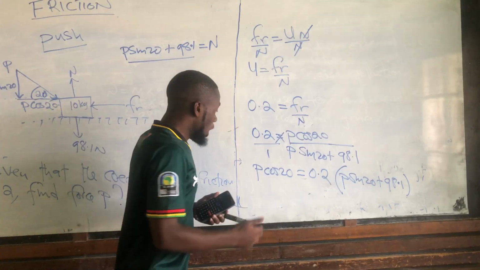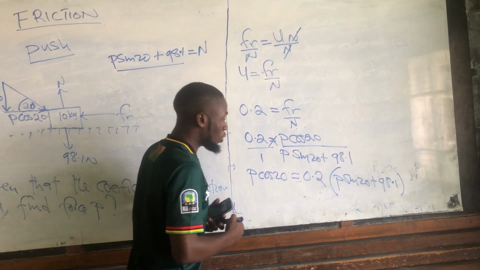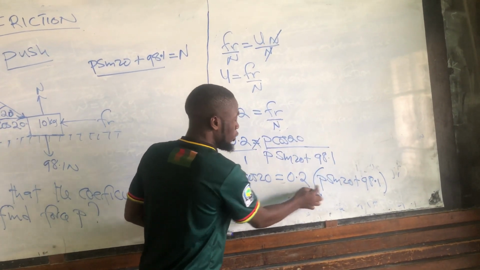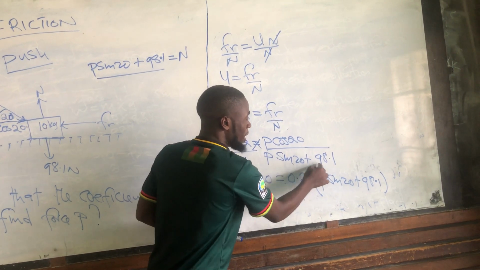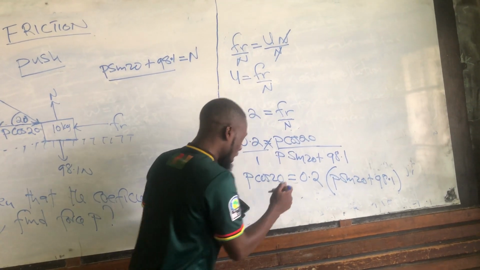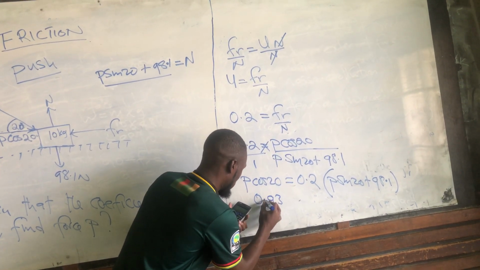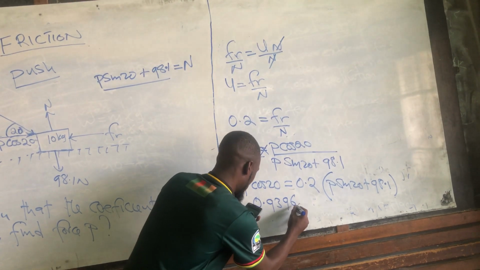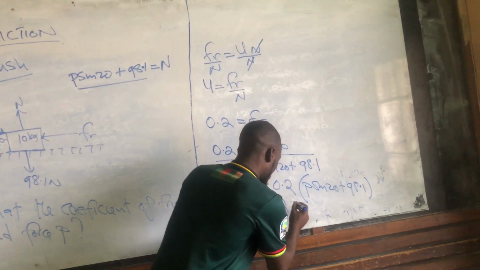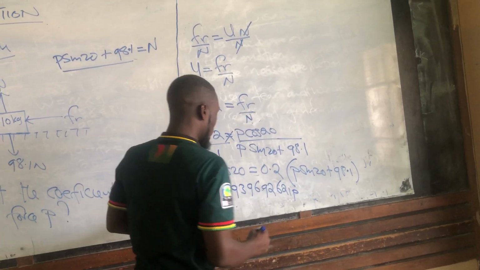Do you have a calculator? So what is cos 20? So you say 0.2 multiplied by everything. Yes, I say 0.2 open P sin 20 plus 98.1 here. Then you say what is cos 20 here? So cos 20 is 0.93969261, something like that. Then don't forget the P here, okay?